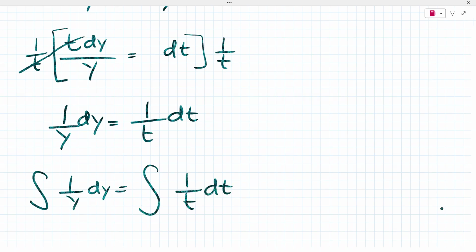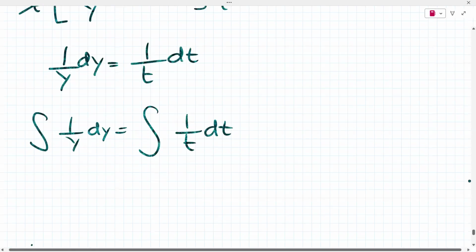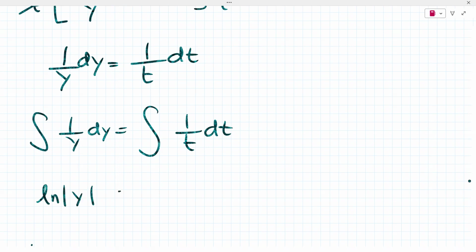Okay. So the integration of 1 over y is simple. It's the ln of absolute value of y. And then the integration of 1 over t is the ln of absolute value of t, and then plus c. Now go ahead and solve for c because we have an initial condition. Our initial condition is (1, e). 1 is your x, y is your e.